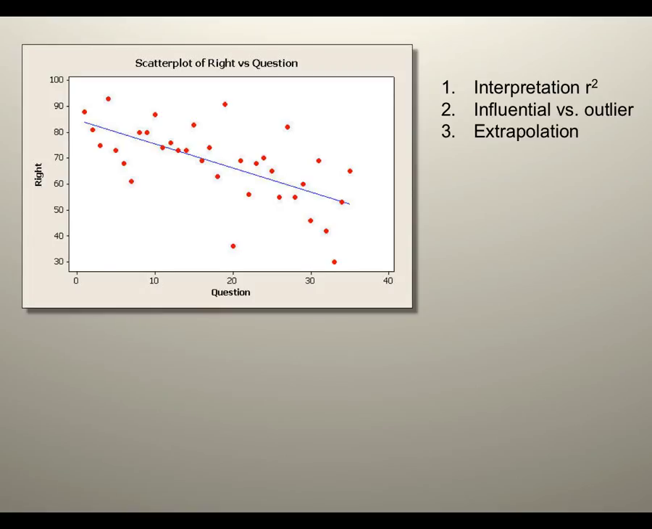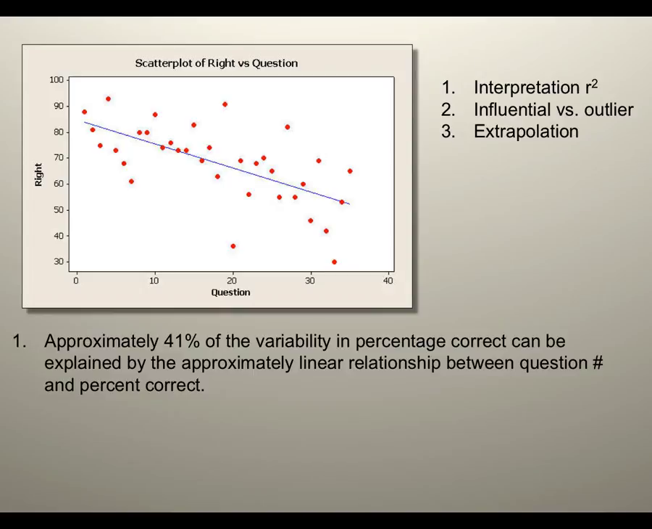Okay. You have to know how to interpret R squared, the difference between influential and outlier, and then extrapolation, which we talked about. Do you guys remember how to interpret the coefficient of determination, or R squared? It's the percentage of y that's determined by x, right? Yeah, but in more complicated terms. This is that sentence that I told you to memorize. Okay, let me say it and then write it down. It's the percentage of variability in y that can be explained by the approximately linear relationship between x and y.